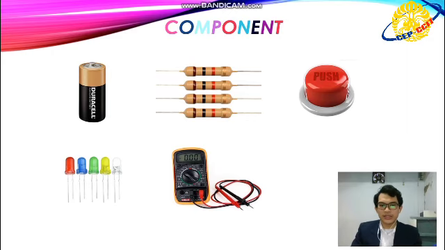And the last is voltmeter. This is a tool, voltmeter and ammeter. The function of the ammeter is to measure amperes or strong electric currents, and the function of the voltmeter is to measure large electric voltage or volts.